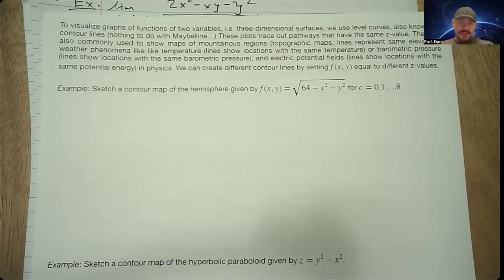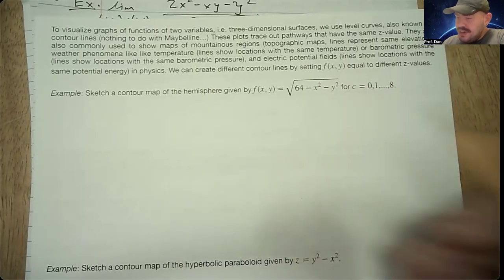But essentially, what a contour line, or level curve, is, is a line or a path where every point on that line or on that path has the same height. So if we're talking about functions of two variables, that basically means the same z coordinate, right?